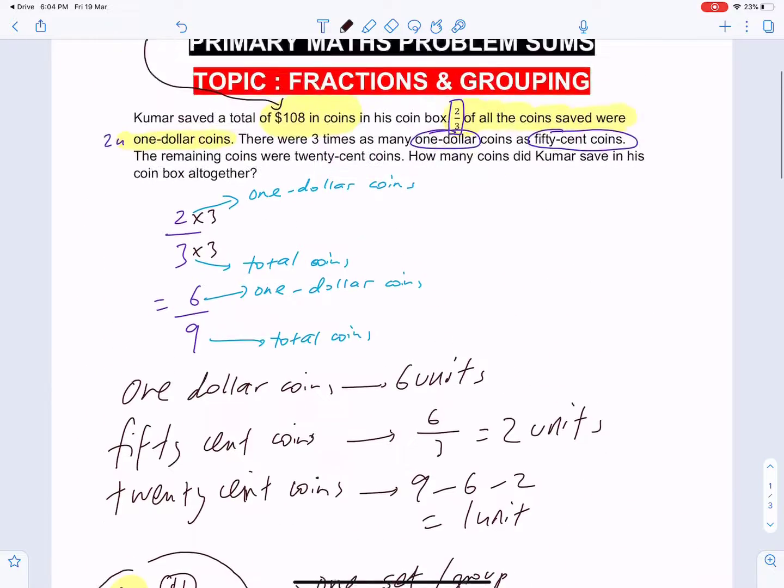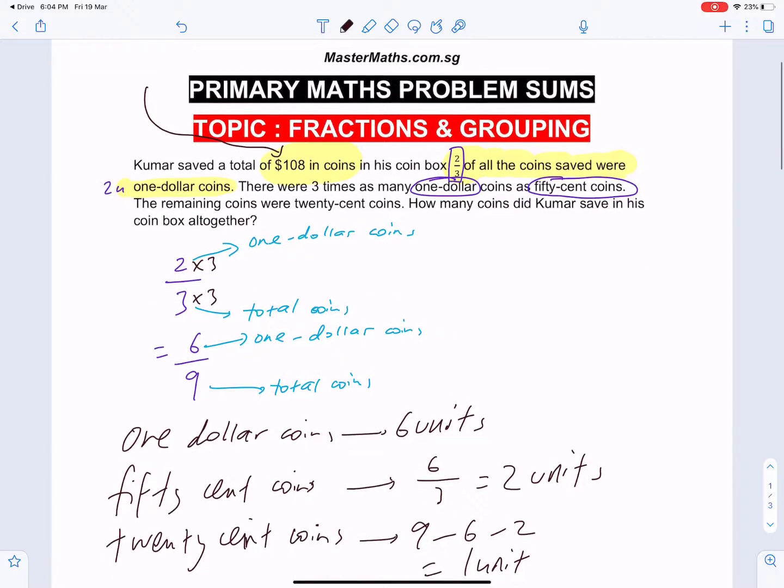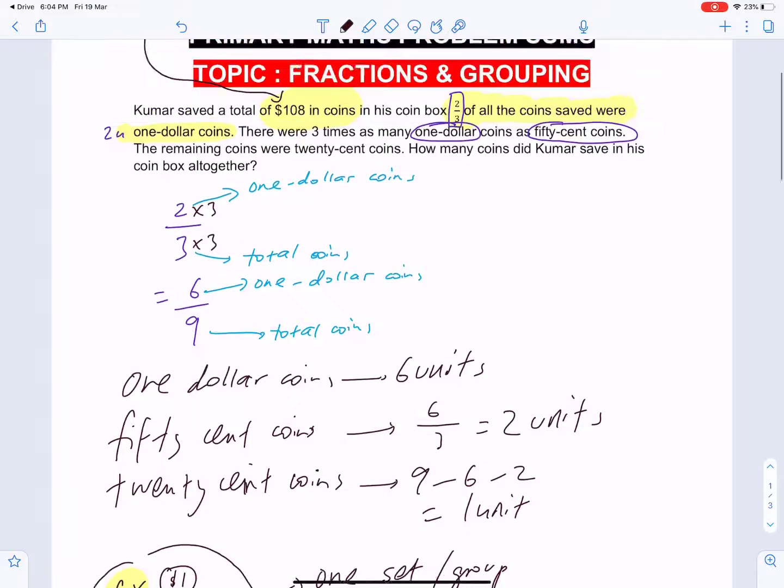This is on the technique of fractions. There's also this very useful skill of grouping involved as well.